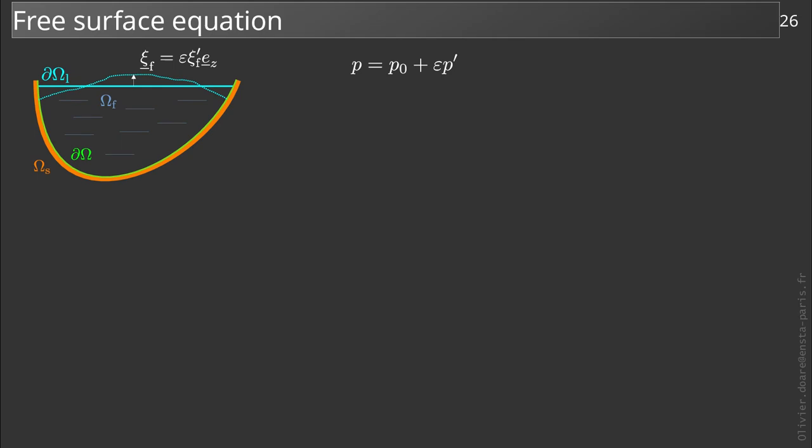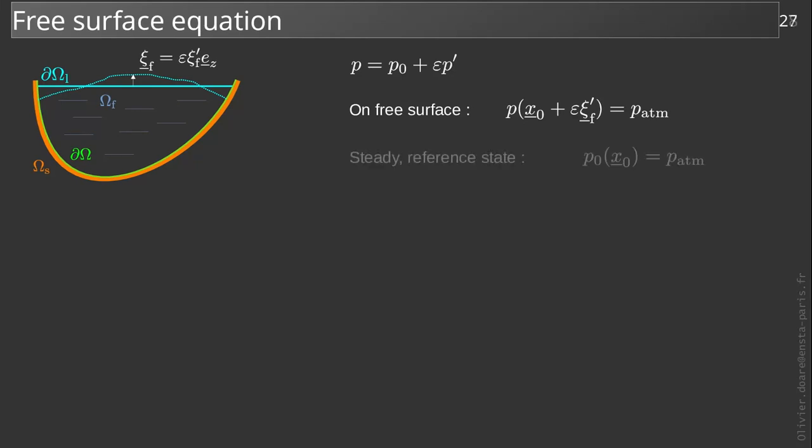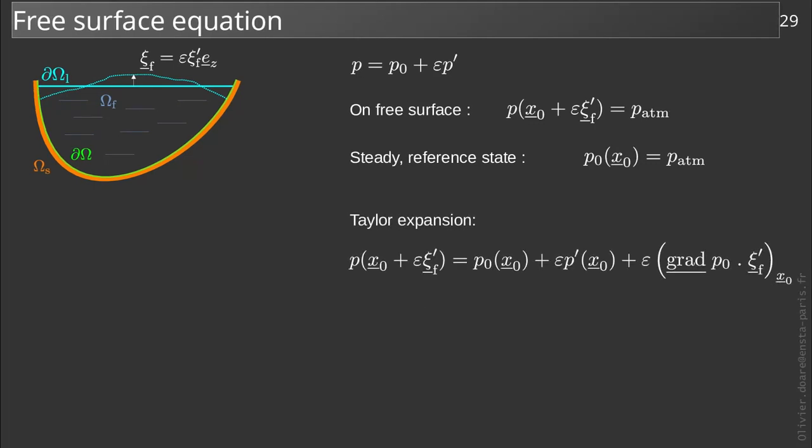Let us decompose the pressure into a stationary part and a fluctuation of order epsilon. The pressure on the free surface, that is in x0 plus epsilon psi f prime, is equal to the dimensionless atmospheric pressure, noted small p atm. The pressure on the free surface in the reference steady state is also equal to the atmospheric pressure. Let us carry out a Taylor expansion of the pressure on the free surface. We obtain a term of order 0 and 2 terms of order 1.